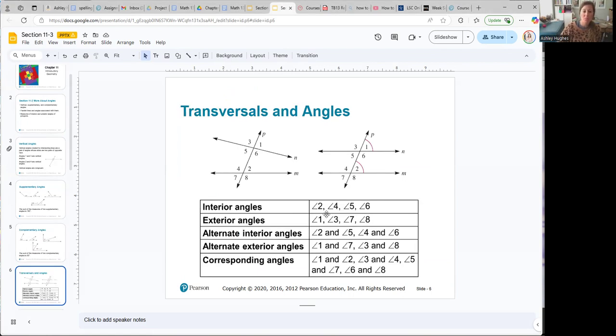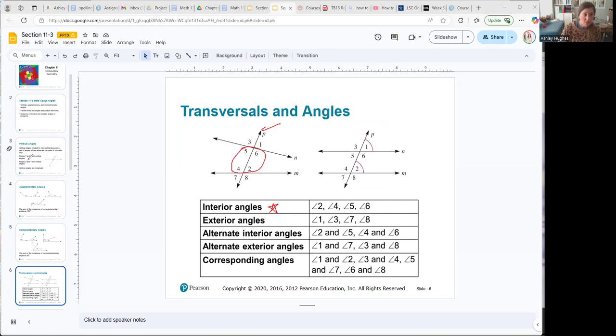These are more definitions of all the different kinds of angles. We have interior angles. Those are angles in between the lines. We have a transversal line that's cutting through two lines, and the interior angles are these guys. Notice they kind of seem like inside, right? So interior, in between the two lines. Those are the interior angles.